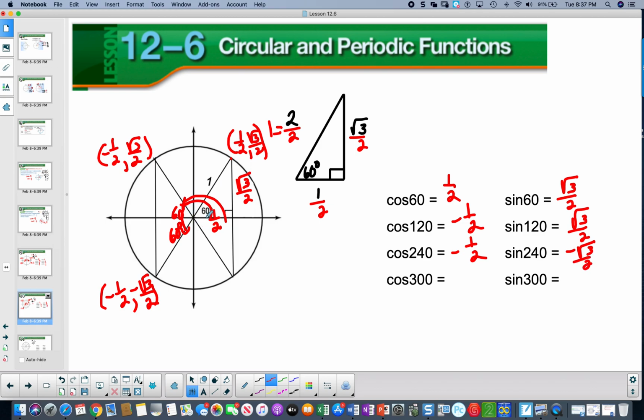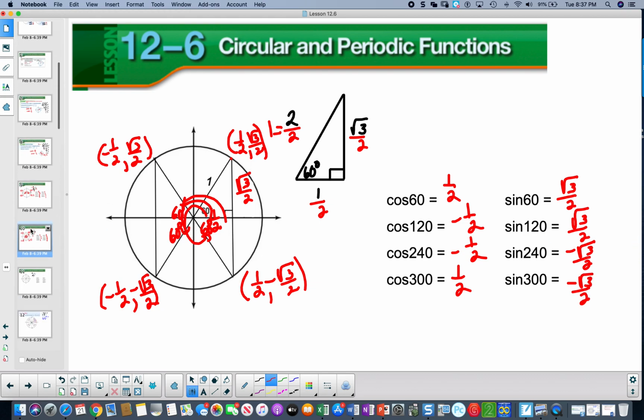And to get to 300 degrees all the way around here, again, a 60-degree reference angle. This point will be 1/2 now that we're in the fourth quadrant, and negative root 3 over 2. So you can see we were using the same coordinates. We just had to be careful about the sign, or whether it was positive or negative. And then we're able to evaluate these.